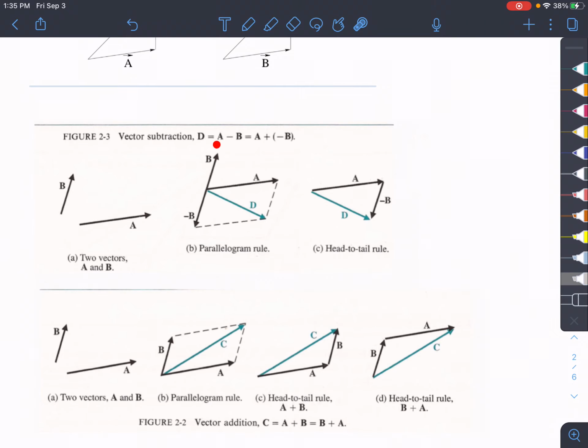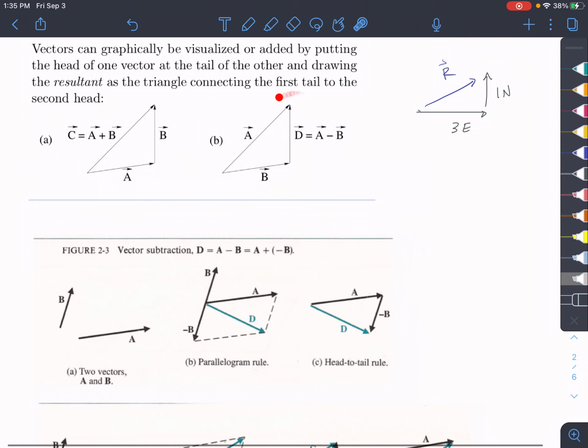For this one, I know that D is equal to A minus B, and then it's basically A plus negative B. If this is the direction that B was going in the first place, and I subtracted my B, and in this case you see this A vector, I'm moving it over, and then D is the shortest path from the tail of the first to the head of the second. The same thing is happening up here.